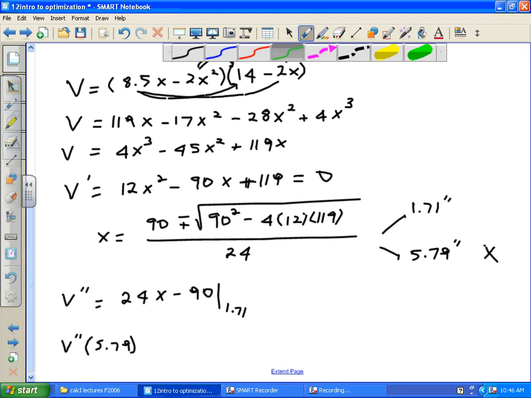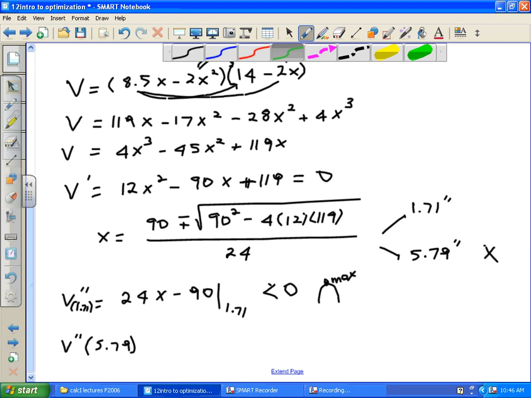Exactly. So basically, all I'm interested in is that it's a negative number. It's less than 0, meaning it's concave down, and the point obtained there will give us the maximum volume, right? Right. We always plug them into the second derivative. The 1.71 made it negative, right? V double prime evaluated at 1.71.